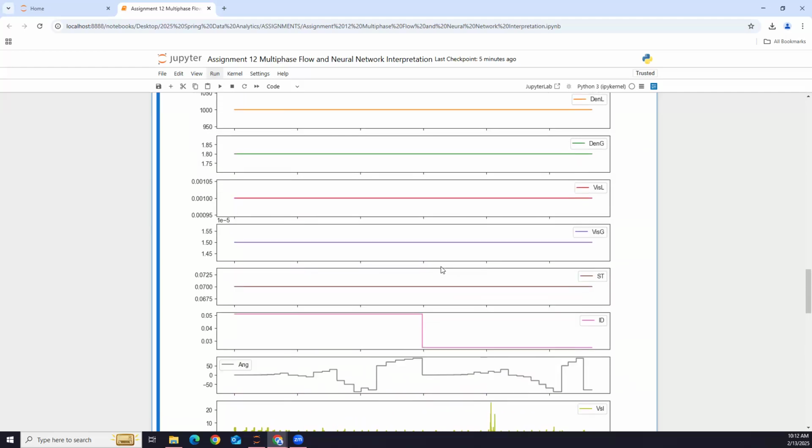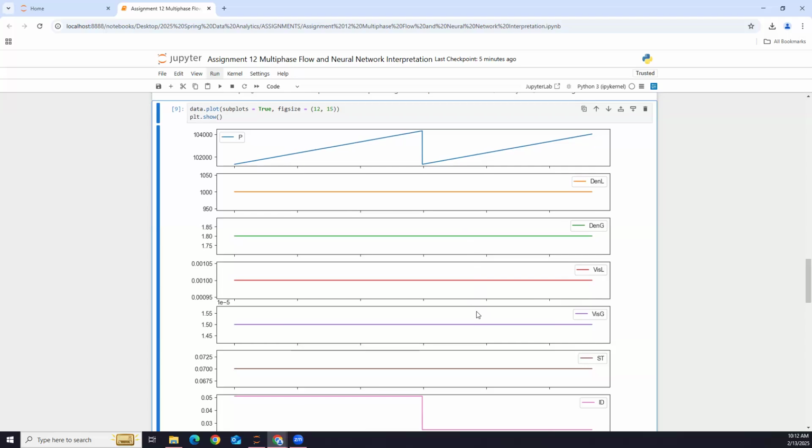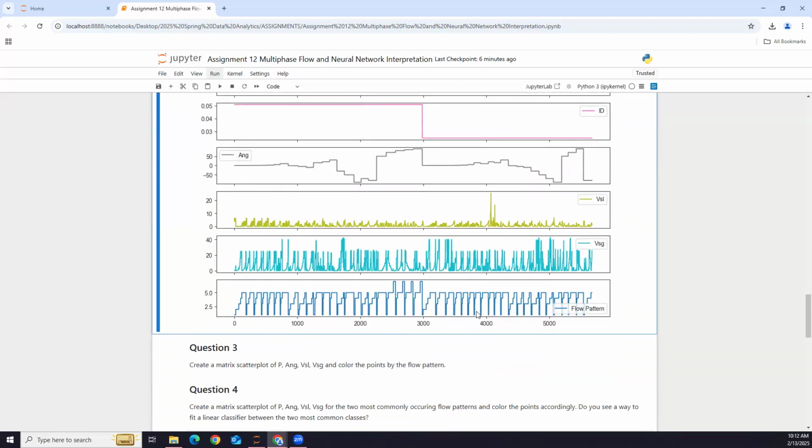An important thing to point out over here is that the density of the liquid, the gas phase, and the viscosity of the liquid and the gas do not change across this entire study. And that has implications for how we conduct our classification.